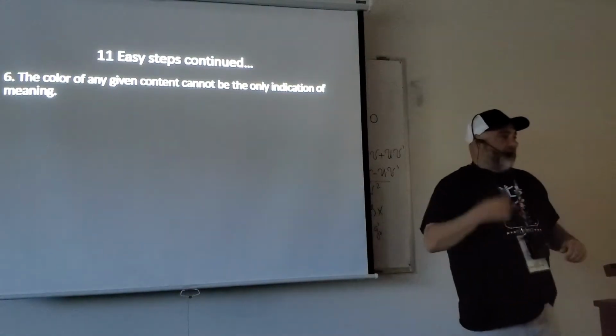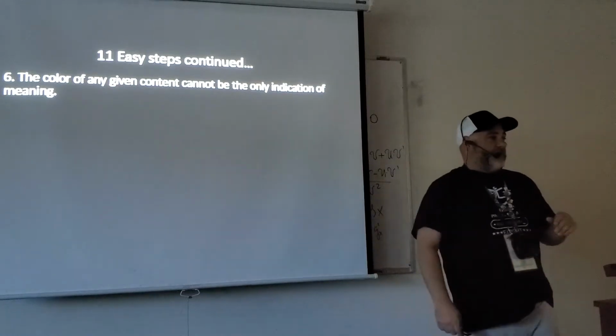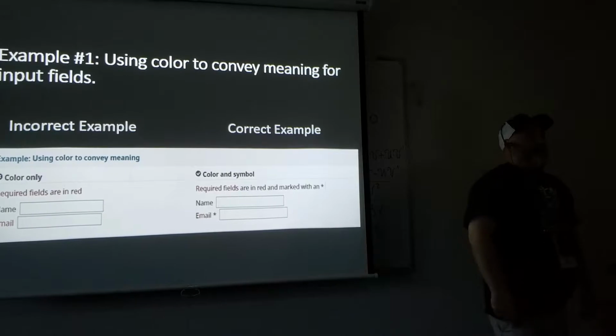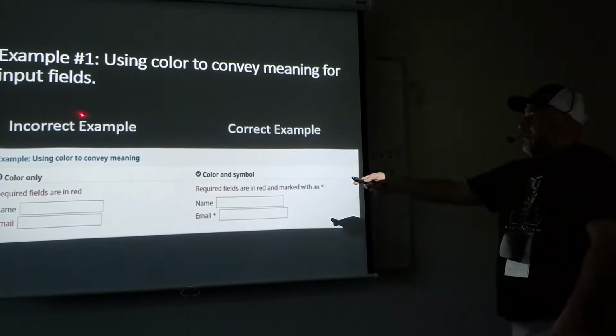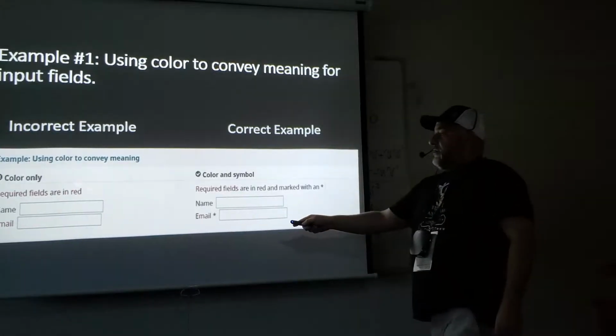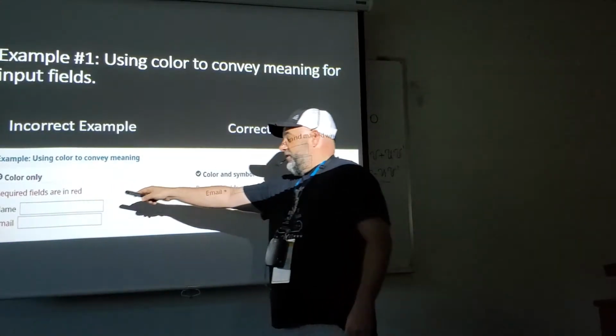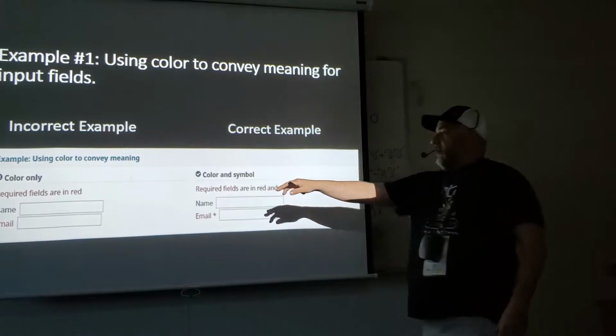Okay, what's the next one? This kind of falls into that one. We're just talking about underlines. Okay, example, using color to convey meaning for input fields. This is the incorrect version. And this is why, because this is how the screen reader is going to read this. You can just close your eyes and follow me here.